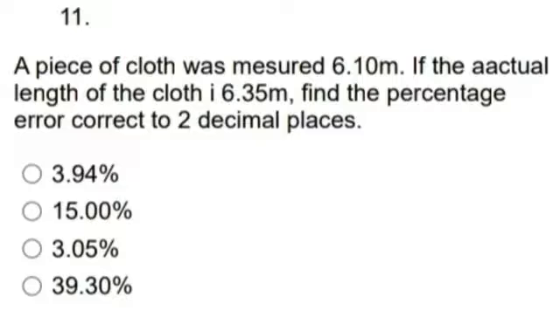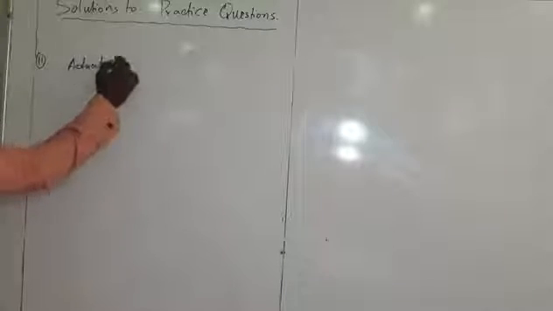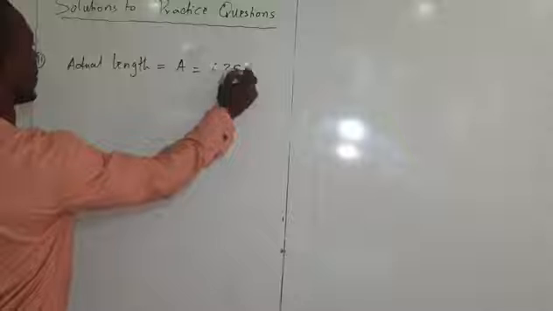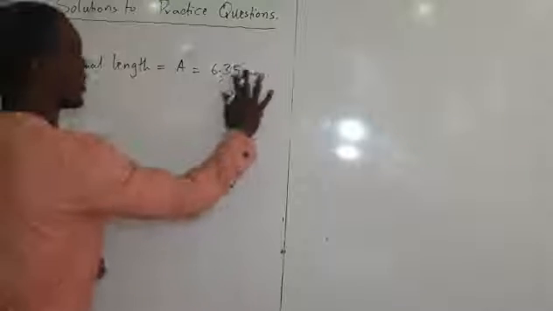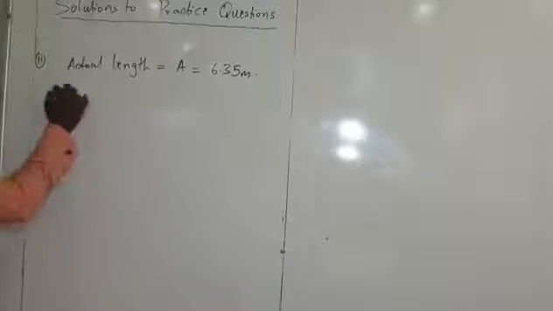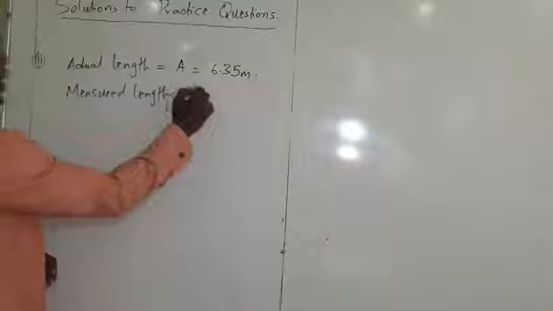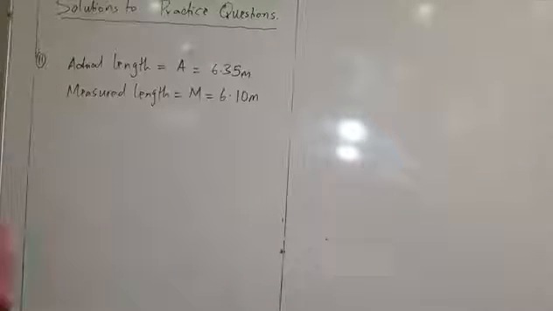Question 11 says a piece of cloth was measured as 6.10 meters. If the actual length of the cloth is 6.35, so the actual length is A, which is 6.35, but it was measured as 6.10 meters. So the measured length is F equals 6.10 meters. Then the question asks us to find the percentage error correct to two decimal places.